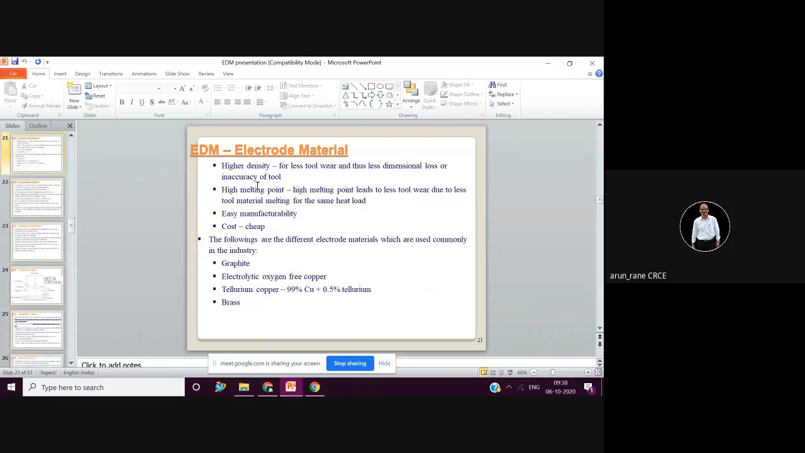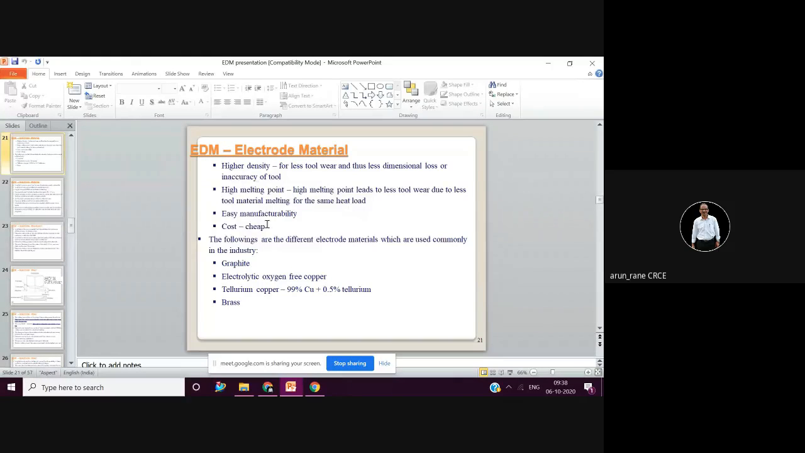The density should be good, should not be porous, should withstand the temperature. The electrode material should withstand the temperature. It should not happen that instead of the bucket, the electrode itself will melt. And so obviously the electrode's melting point should be high.